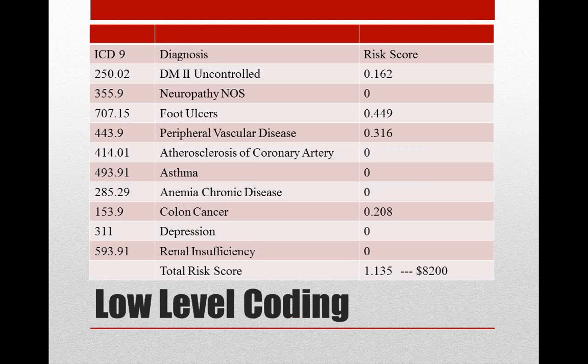The neuropathy, if we don't do the specific one, we get 0. Foot ulcers, we get some credit for. Peripheral vascular disease, we get some credit for. Don't get any credit for the 414 for the MI. Don't get any credit for the asthma, 493.91. Don't get any credit for anemia. We do get some credit for colon cancer. Don't get any credit for depression, as it's nonspecific, or the renal insufficiency. So basically, we got a risk score of 1.135, $8,200 for the year.